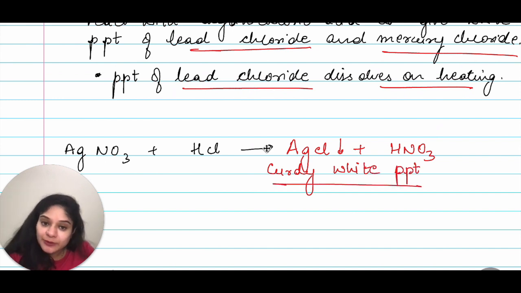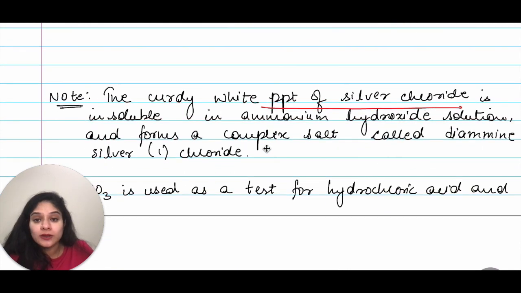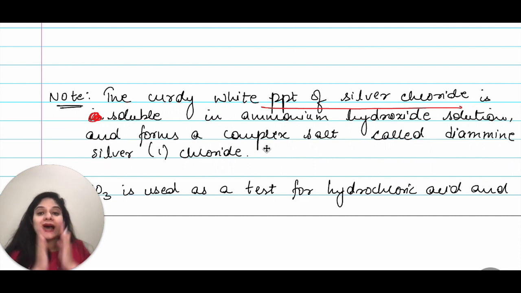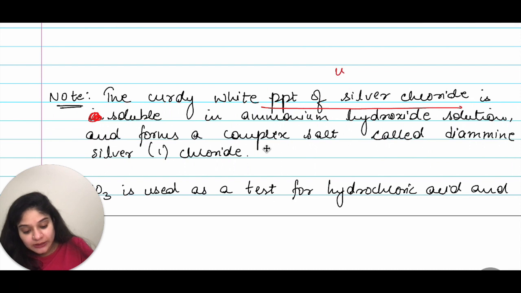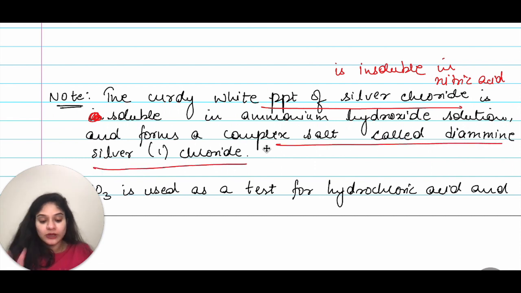Now this curdy white precipitate is not soluble in HNO3, but it will dissolve in ammonium hydroxide solution. The curdy white PPT of silver chloride is insoluble in nitric acid, but it is soluble in ammonium hydroxide solution and forms a complex salt called diamine silver chloride. And this you can take a note of. It's important that when it combines with ammonium hydroxide solution, it gives you diamine silver chloride.